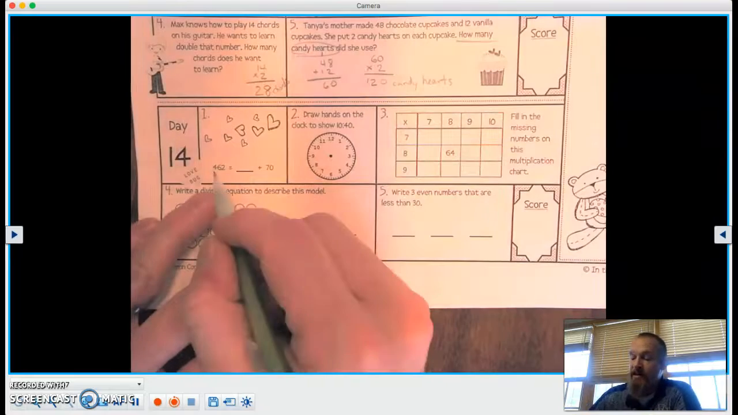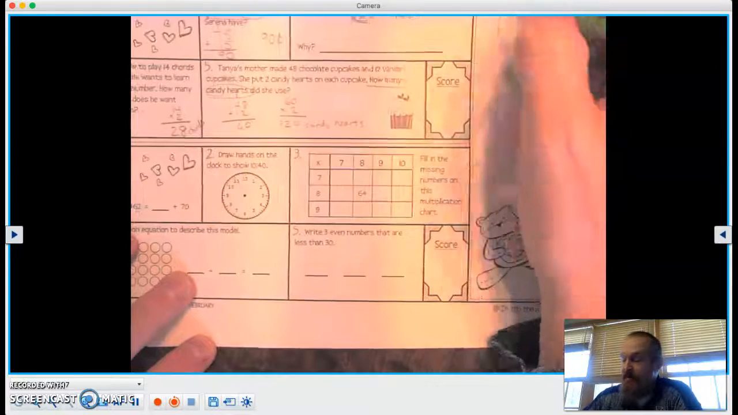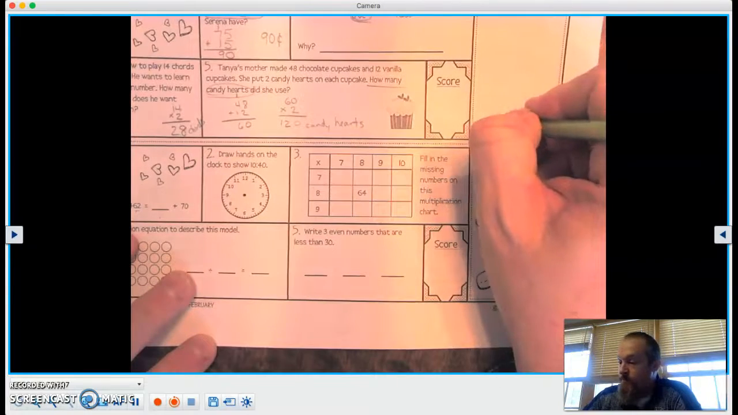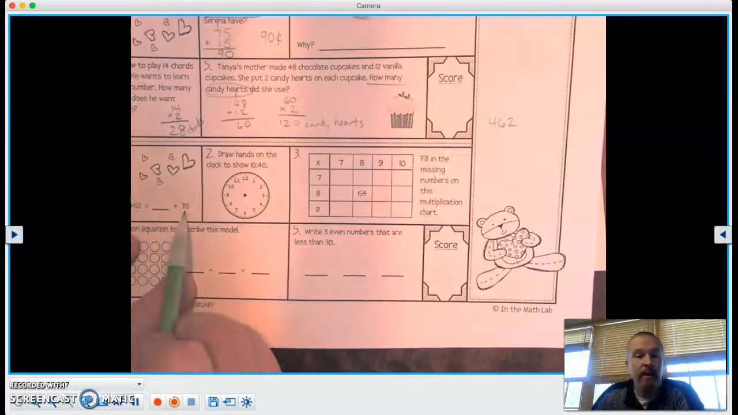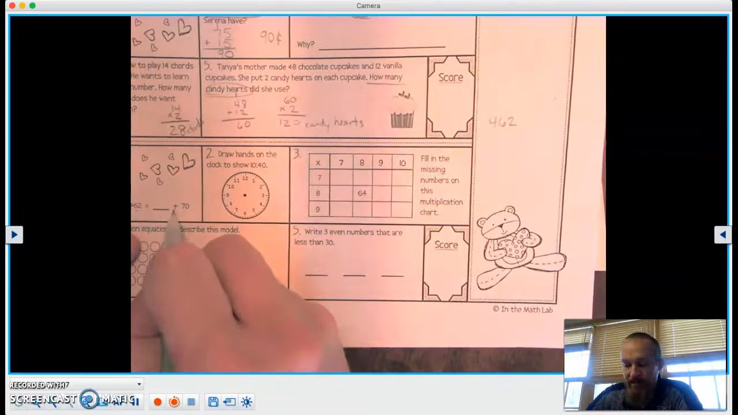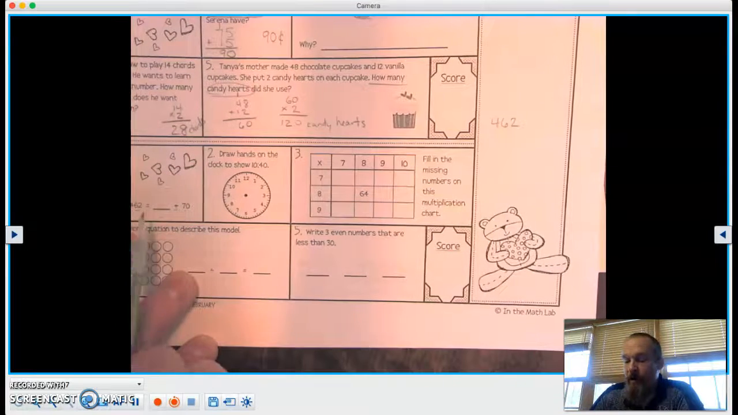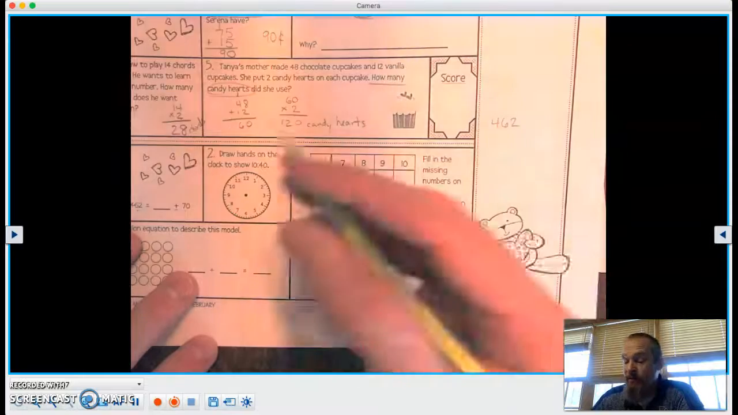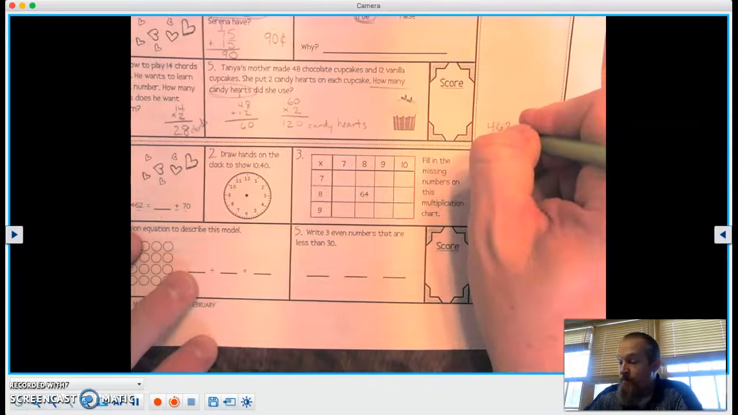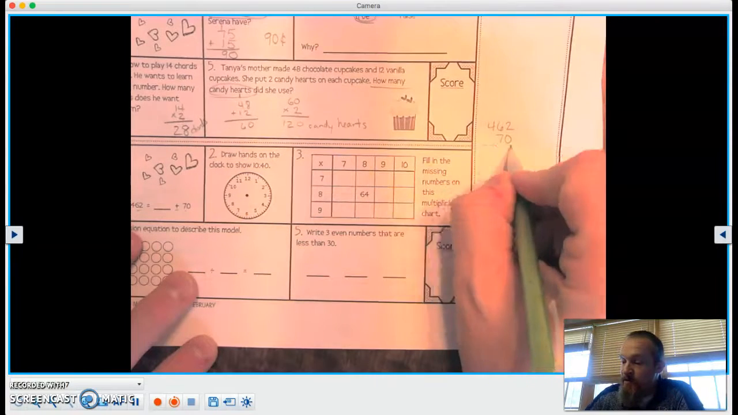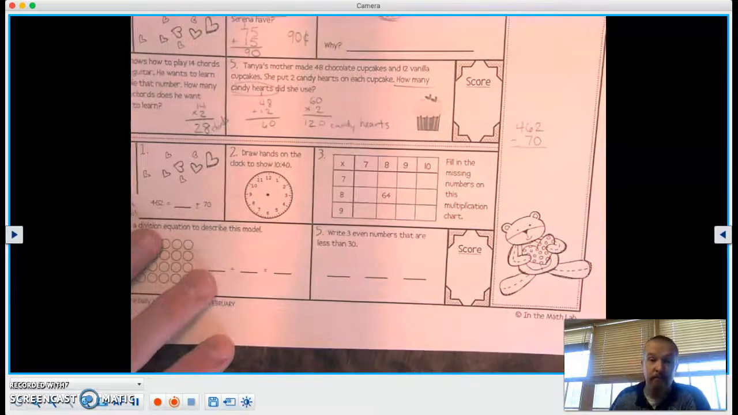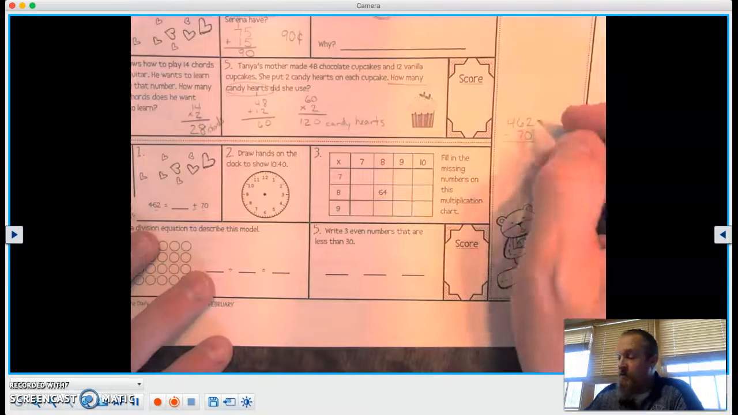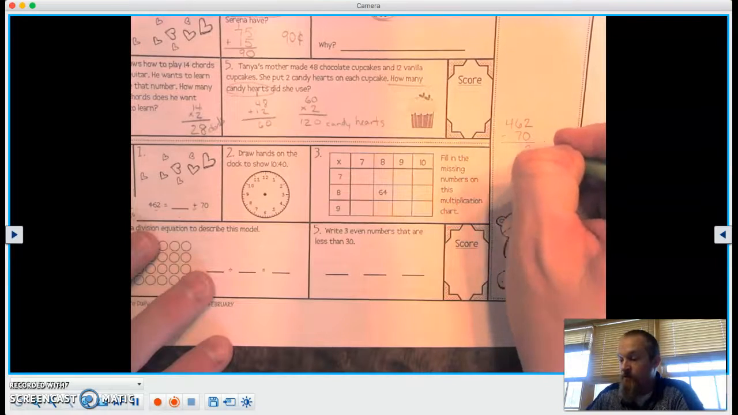So what we need to do is take the whole, the 462, and we're going to take away the 70. I know it's a plus sign, but we don't have that number, so that really is a subtraction problem, okay? Just because there's a plus sign doesn't mean we're going to add. All right, so we're going to start with 2 minus 0 is 2.